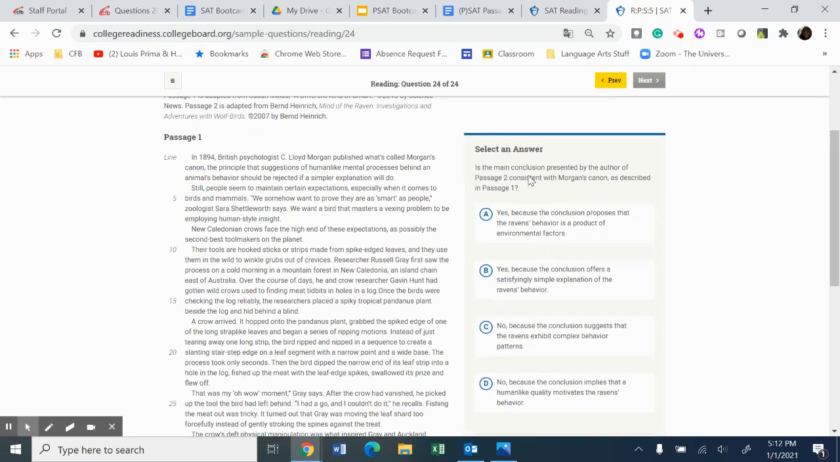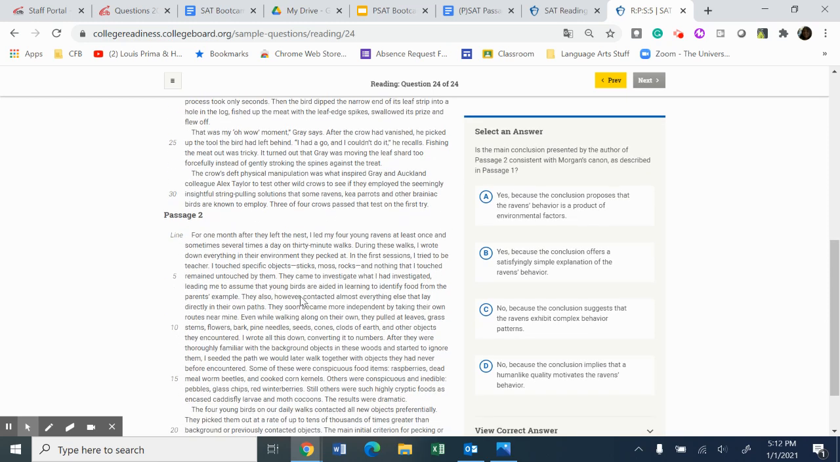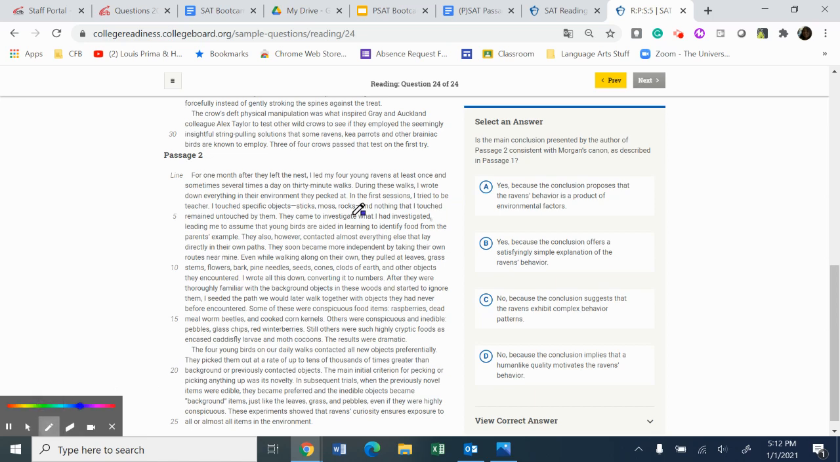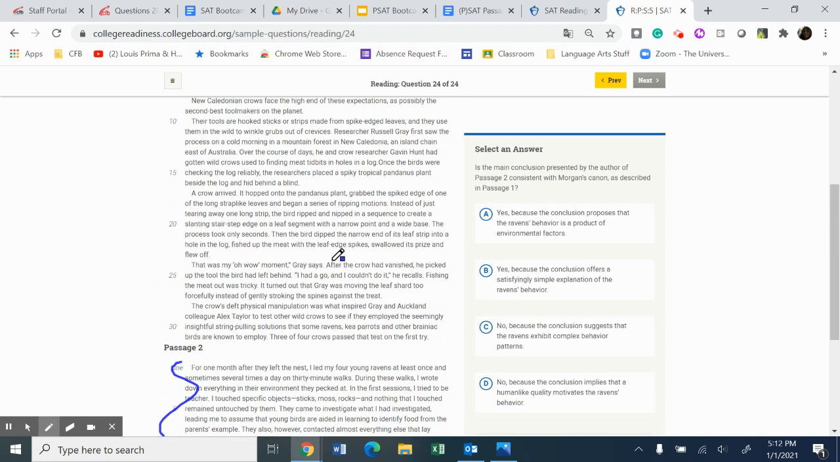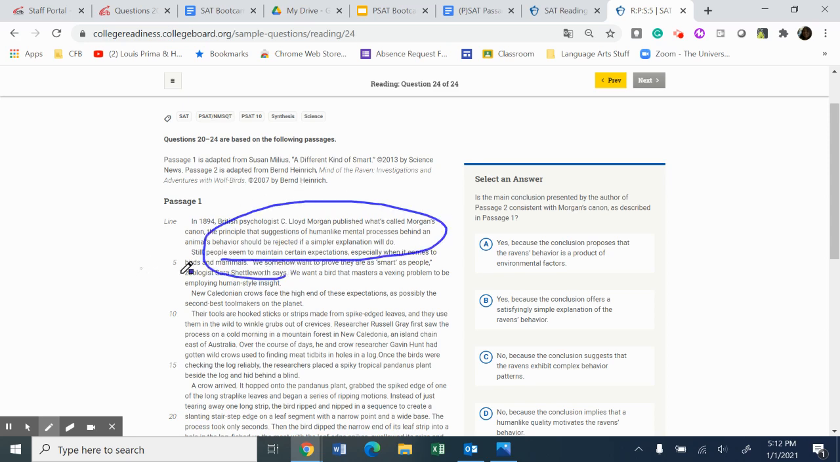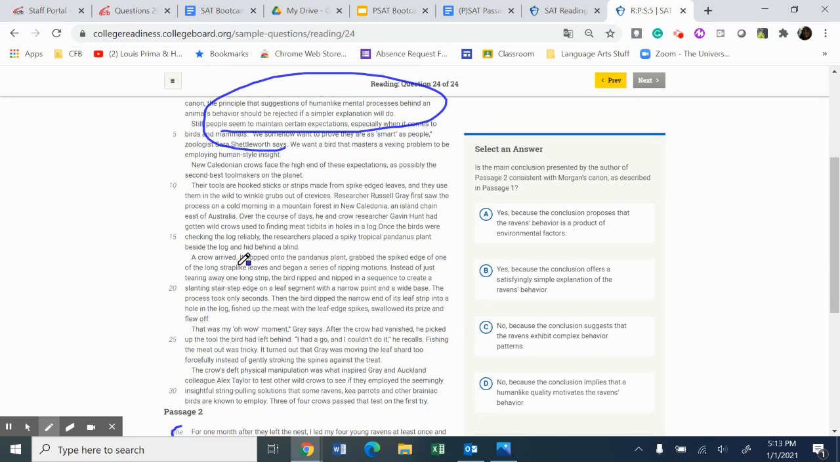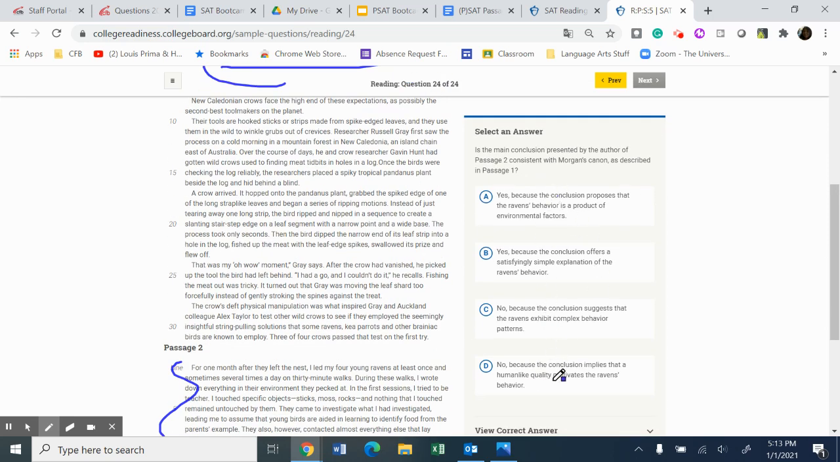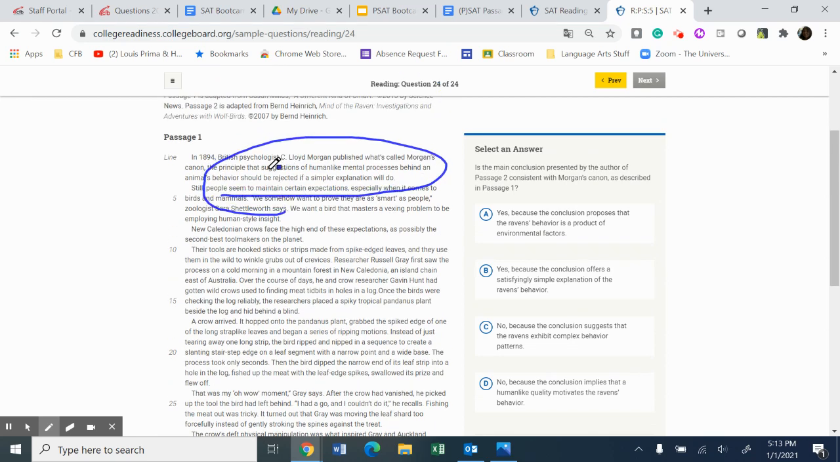And 24. The main conclusion presented by the author of passage 2, is it consistent with Morgan's canon as described in passage 1? So it looks like I'm going to have to know the main claim for passage 2 and see if it agrees with Morgan. That is what informational asks me, compare and contrast. But I already picked my favorite. That's going to be a toughie because you have to know what the main conclusion was for passage 2 and whether it matches what Morgan says.